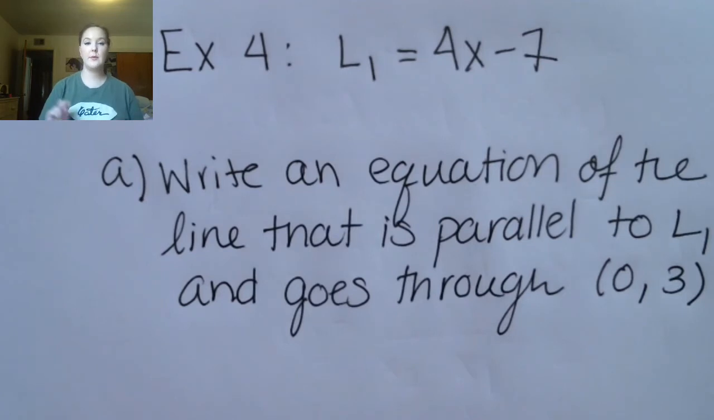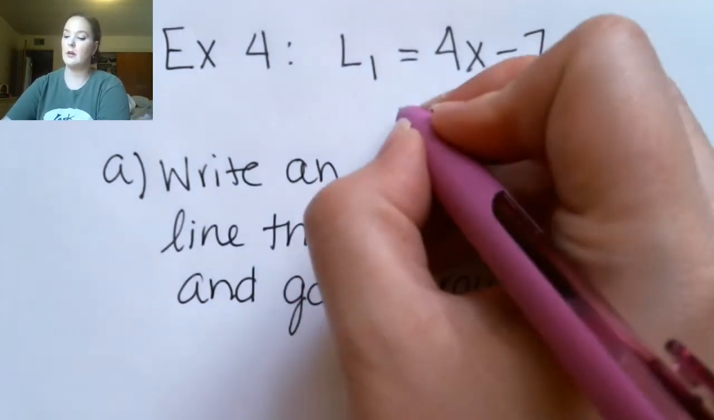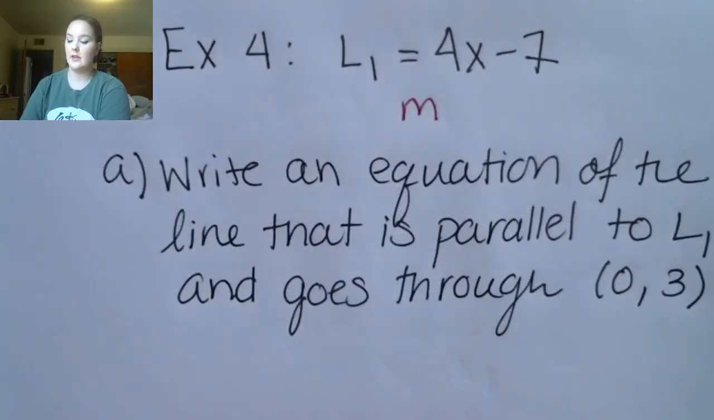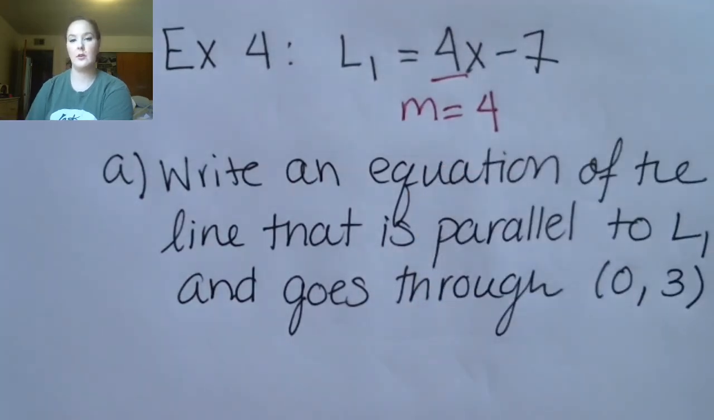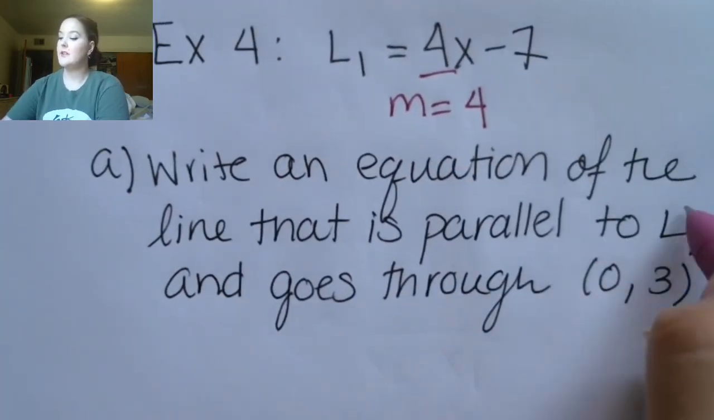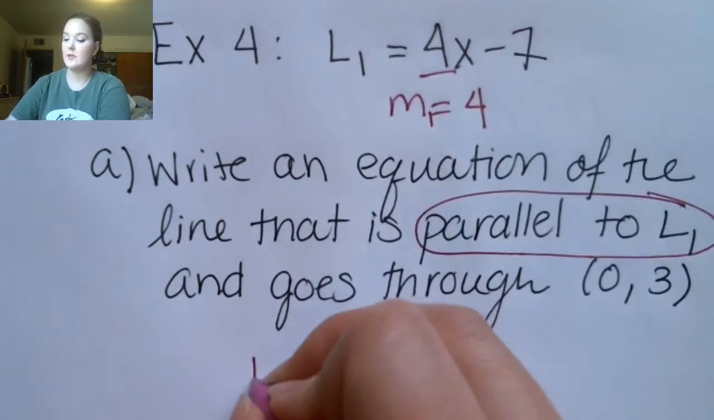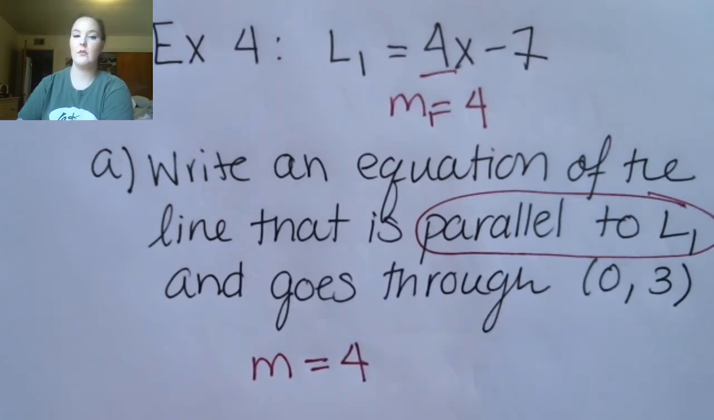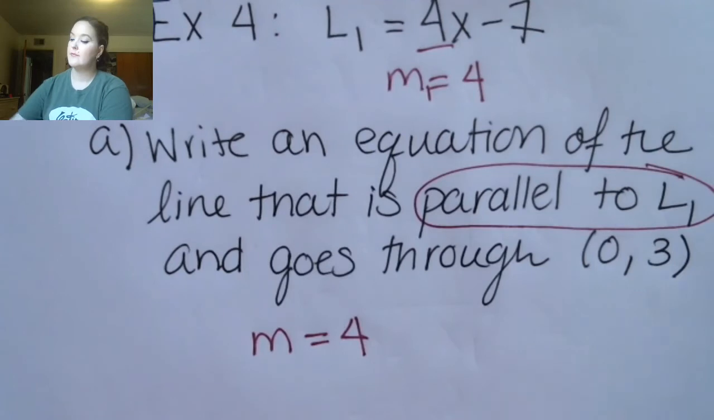So we're going to write an equation of a line that's parallel to L1 and goes through the point 0, 3. Because we're talking about parallel, the first thing I'm going to do is say what the slope of this line is. Here this is in slope-intercept form. My slope is 4. Because this says it's parallel to L1, I know that the slope of this new line is also 4, right? Parallel, same slope.